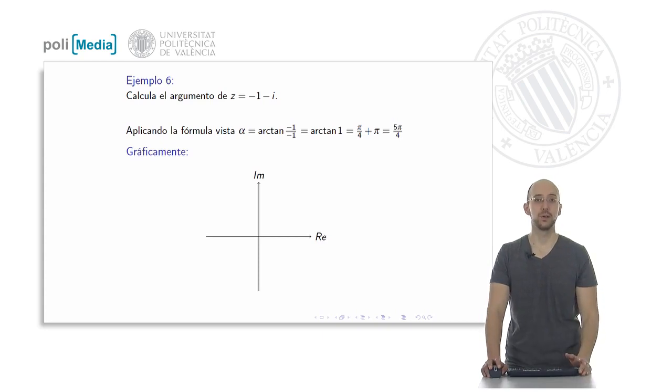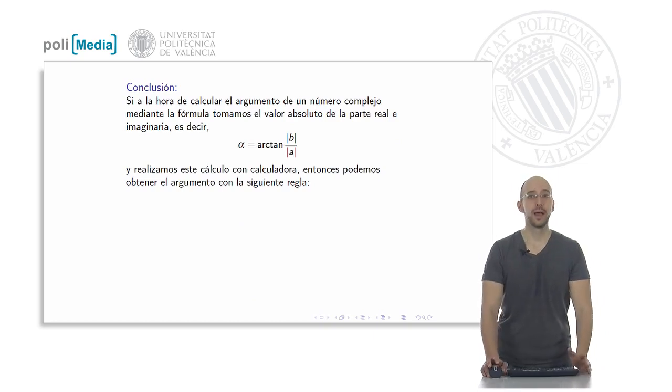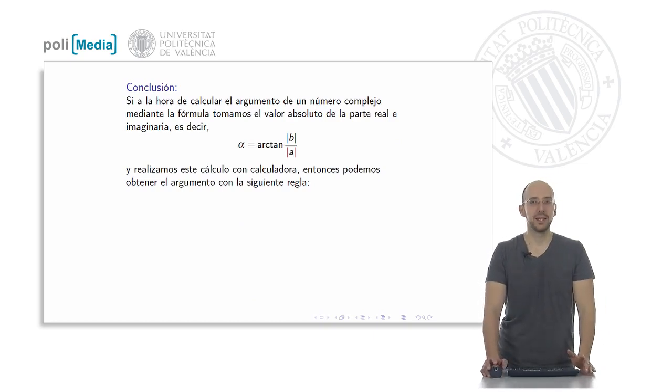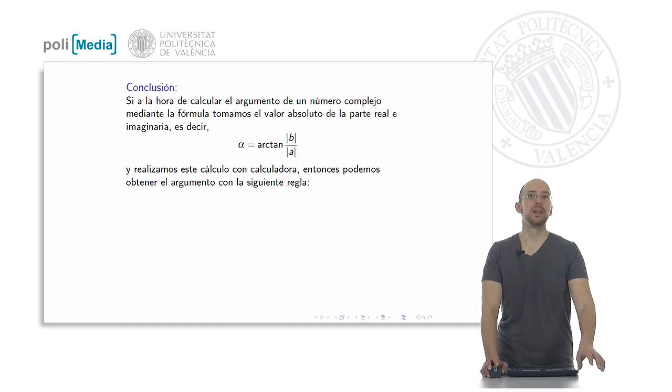If we represent it graphically, you can see it clearly. This is the complex number that we're working on now, and the argument is not pi quarters, it's 5 pi quarters. Okay, conclusion. Is there a slightly more mechanical way to calculate it without having to plot it? Yes, there is. But we would prefer that you first represent it, or try to visualize where the complex number is, before you apply a formula mechanically, because it's easier to get it wrong with a formula than by representing the complex numbers.